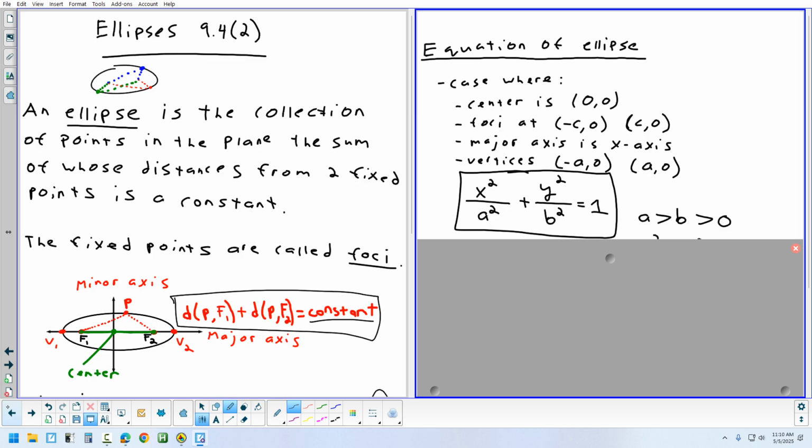Next thing we'll notice, there's a relationship between A and B. A is always bigger than B. Always. In an ellipse, A is always going to be a bigger number than B. And B is greater than 0. So in other words, A and B are not negative numbers.